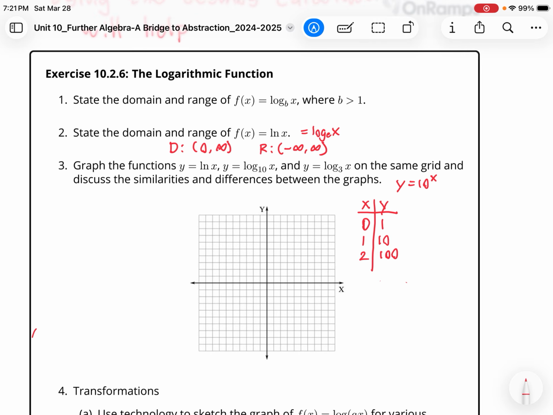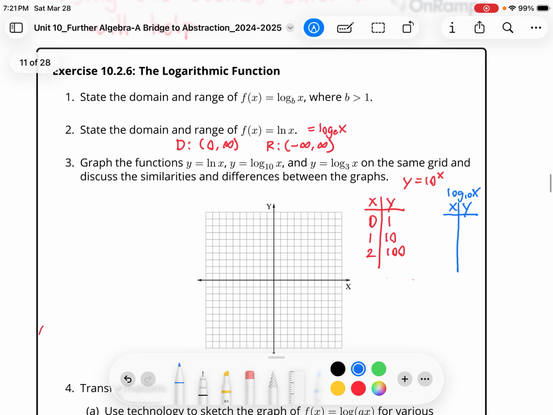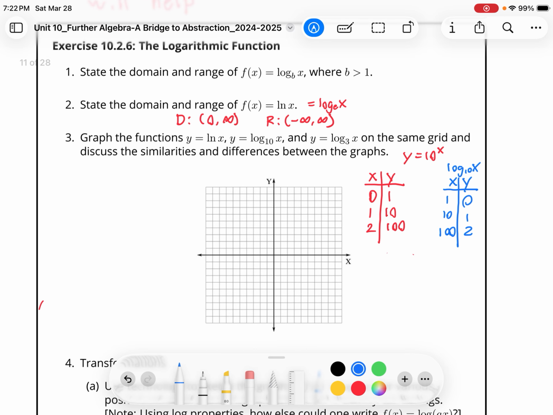All right, but for the logarithm, because they're inverses of one another, the log base 10 of x will have the x's and y's reversed. All the x's right here will become the y values, and all the y's will become the x values for the logarithm. So notice that all I've done is really just swap them, all right? So if I were to graph that, I would have 1, 0. Remember, I'm graphing the stuff that's blue.